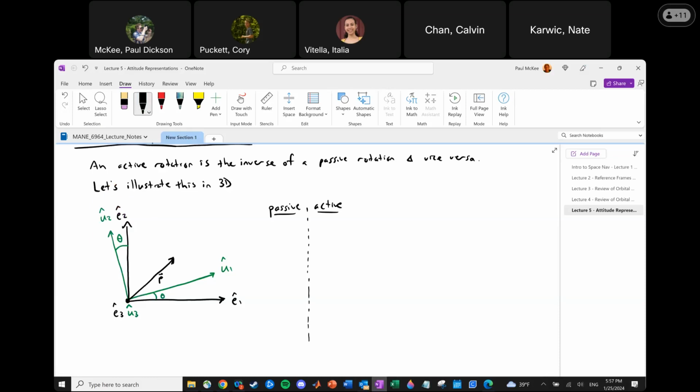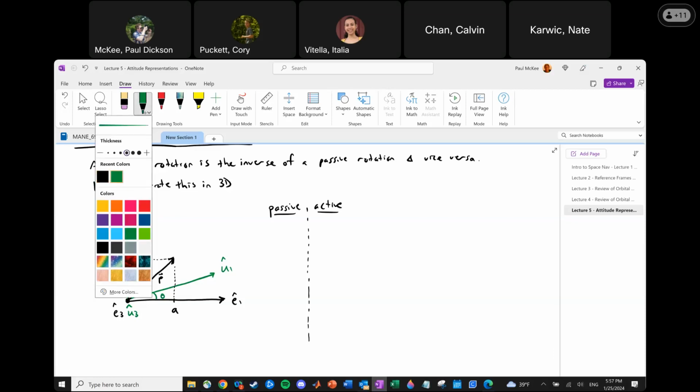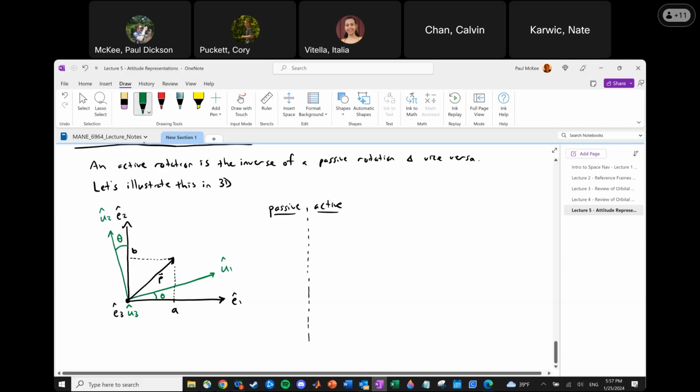What I'm going to do is project P down onto the E1 direction, and I'm going to call that number A. The E2 direction projected is going to give us B. But I'm also going to project P onto the U1 direction, and that's going to give us alpha. And I'm going to project P onto the U2 direction. We're going to pretend that's a straight line, and that's going to give us beta.